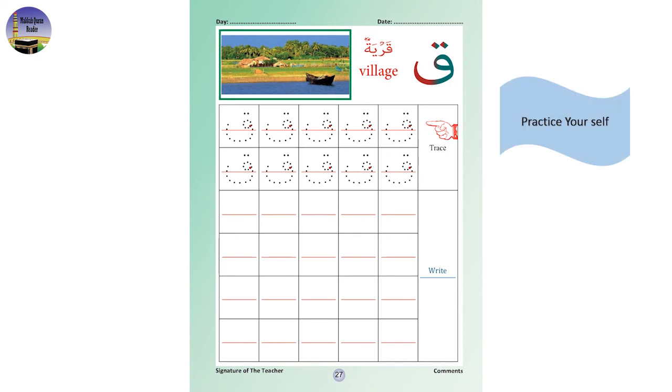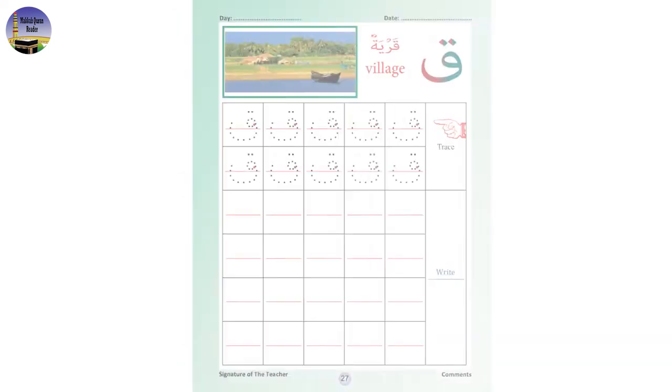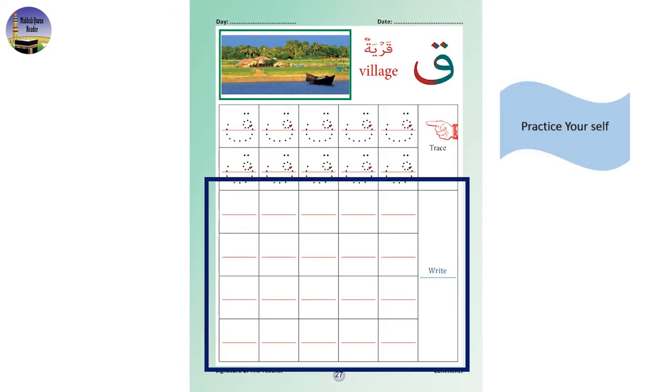Remember, we must maintain the red line. Follow the upper one and join the dots of the second line in the same way. Now you have to write qaf by yourself and complete the page properly. And don't forget about the red line.